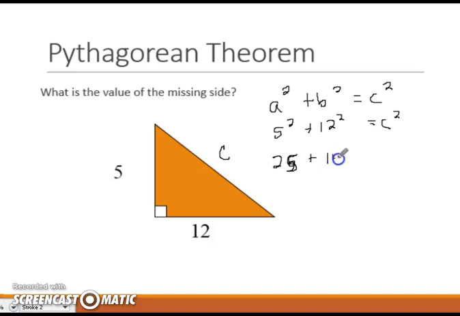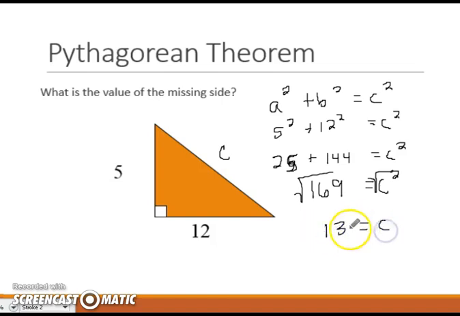And 12 squared is 144, equal to c squared. If we add 25 plus 144, we get 169 is equal to c squared. And the last step is to take the square root of each side to get 13 equal to c. So the length of our hypotenuse in this example is 13.